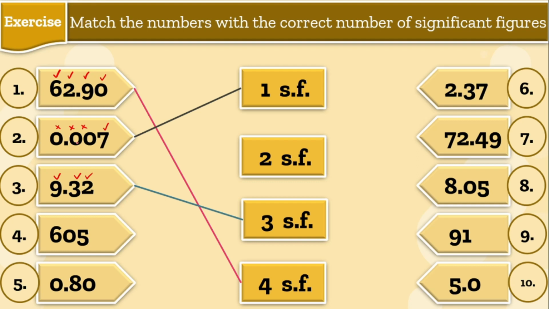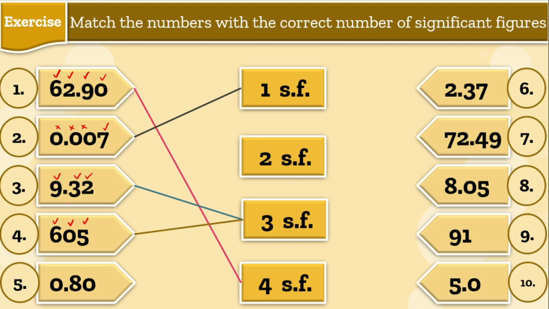Let's look at the question number 4. 605. How many significant figures are here? 6 and 5 definitely. This 0 is a significant figure because this 0 is between non-zero digits. So there are 3 significant figures.